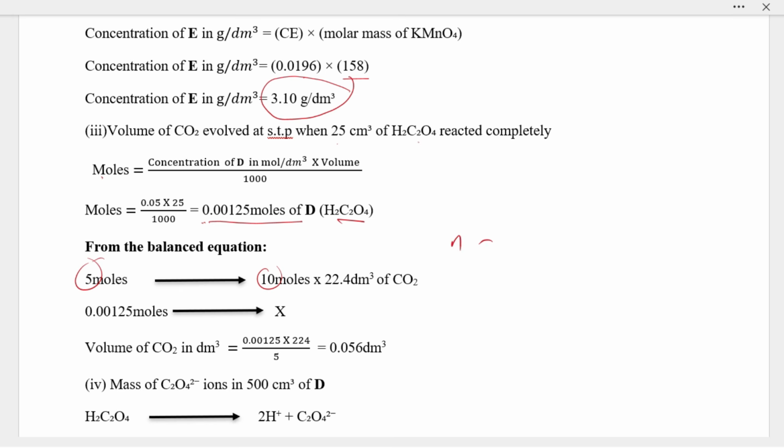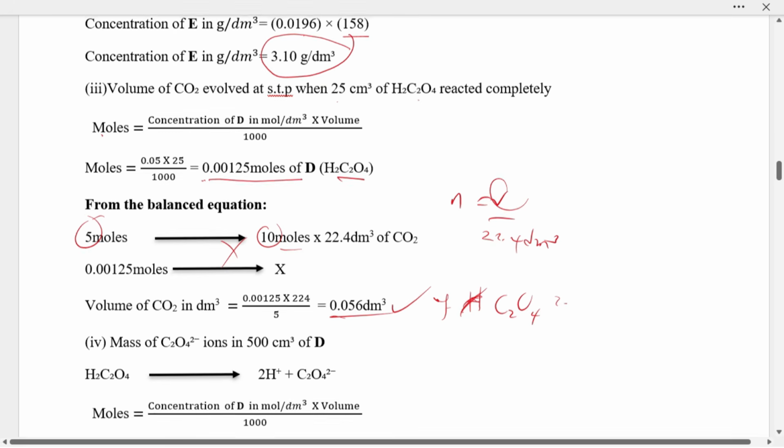Remember that formula that says n is equal to V over 22.4 dm³. So your volume will multiply by your moles. So we are going to have 22.4 dm³ multiplied by 10. When you cross multiply, you're going to have 0.0125 multiplied by 224 divided by 5. Everything gives us 0.056 dm³ of CO2. Did you get that? Let's proceed.